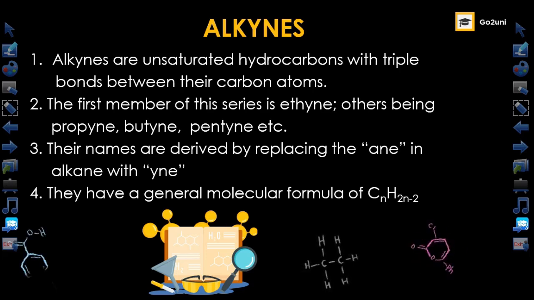Others are propyne, butyne, pentyne, etc. The names of alkynes are derived by replacing the ANE of alkanes with YNE, that is to say, when we replace the ane in alkanes with yne, we have the name for any given alkyne. And alkynes have a general molecular formula of CnH2n minus 2. Let us take a look at a chart for the alkynes.